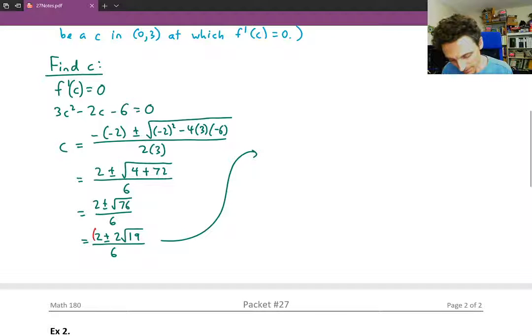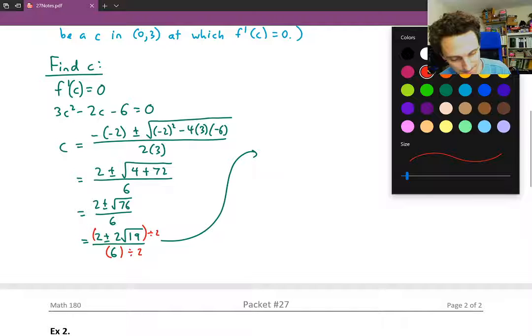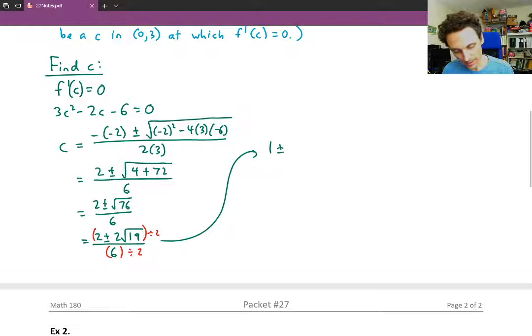I'm going to write it out there. Divide whole top and whole bottom by 2, just to remember that we're not canceling off the factor of 2 with the first terms here. We have to divide the whole top by 2. That means dividing this by 2 and this square root part by 2, or the part that has the square root attached. So here we're going to have 1 plus or minus the square root of 19 over 3.